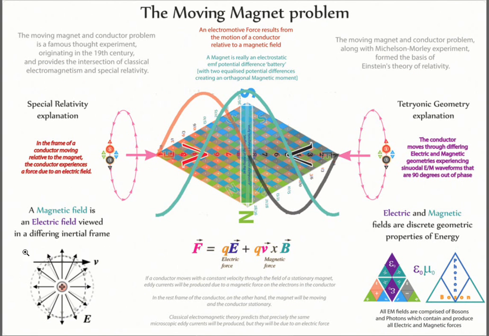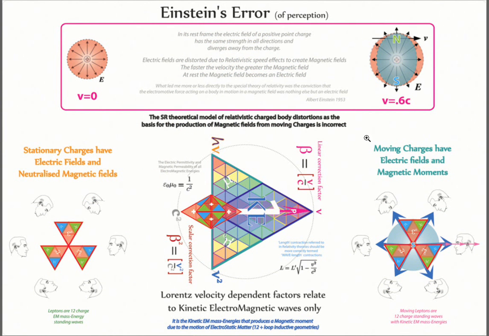Again, just to note the point that Tetryonics is wrong. It's not the spherical distortion of charges due to their velocity that changes the electrostatic field to a magnetic moment. It is in fact the geometry of the EM fields, whether it's an electrostatic, a magnetostatic field, or a chem field. There is no difference. It is the geometry that dictates all the forces and all the interactions, along with the geometry of mass matter itself. And that was Einstein's error. It was an error of perception.